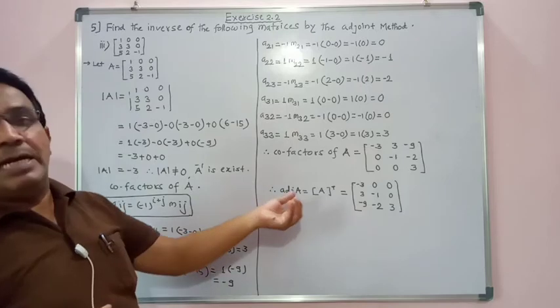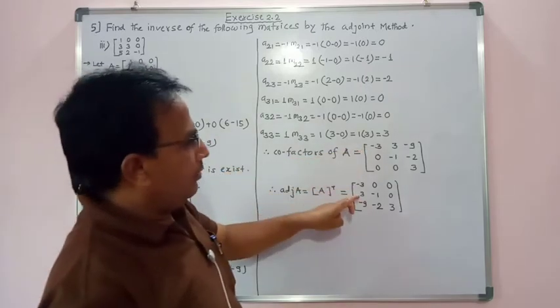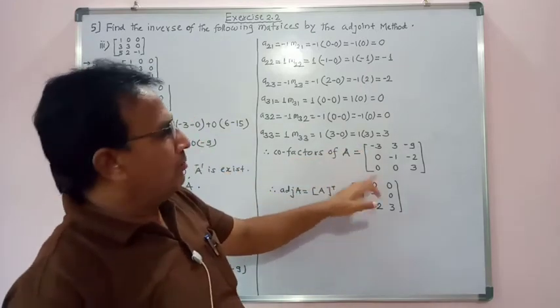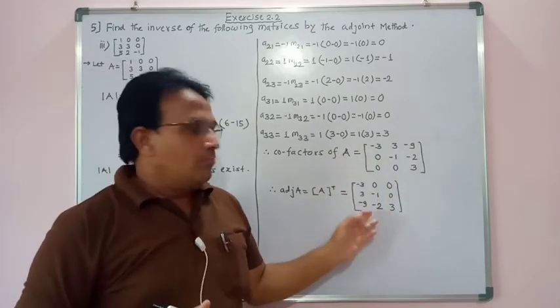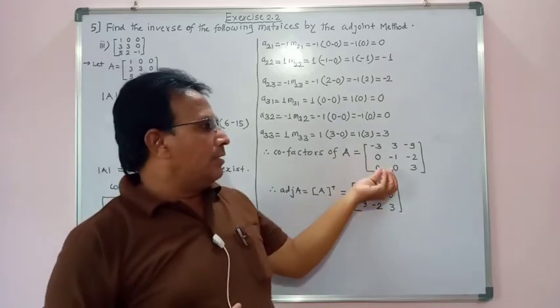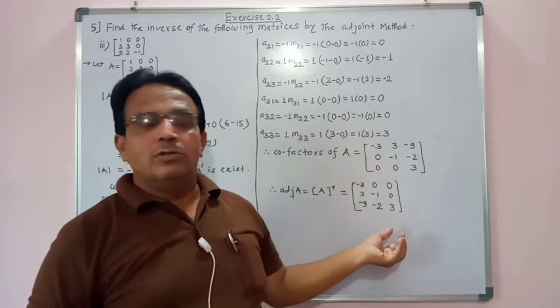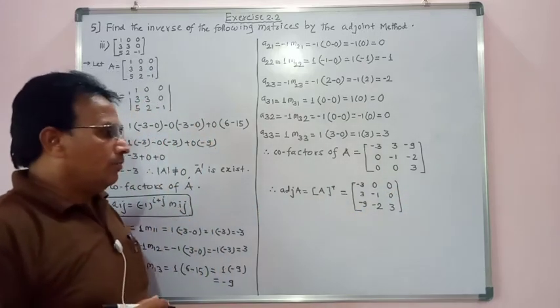This is the value of adjoint A. Minus 3, 3, minus 9 is the first column. 0, minus 1, minus 2 is the second column. And the third column is 0, 0, 3.